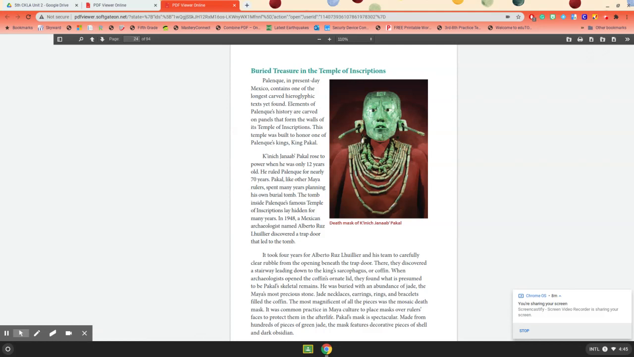He was buried with an abundance of jade, the Maya's most precious stone. Jade necklaces, earrings, rings, and bracelets filled the coffin. The most magnificent of all the pieces was a mosaic death mask. If you look at the picture up there, right here, that's the mosaic death mask.